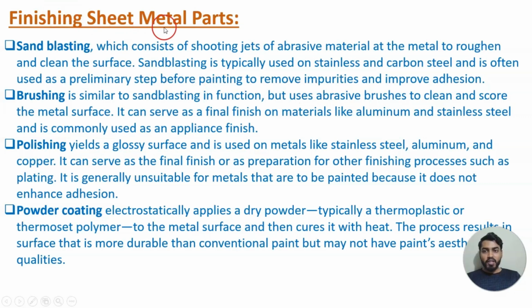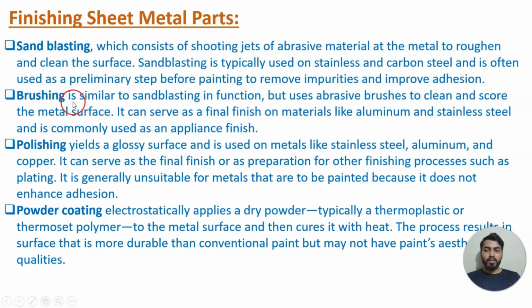Then finishing sheet metal parts. As we have discussed, different types of finishing operations are there. It includes sand blasting, which consists of shooting jets of abrasive material at metal to roughen and clean the surface. Sand blasting is nothing but abrasive material, like little grains. With pressure we force it onto the surface of the sheet metal, so that it removes roughness and cleans the surface.